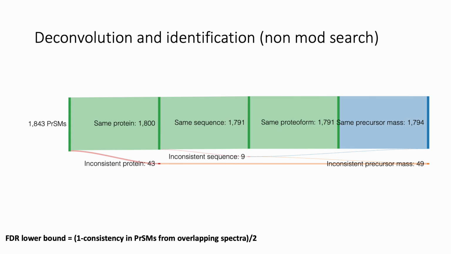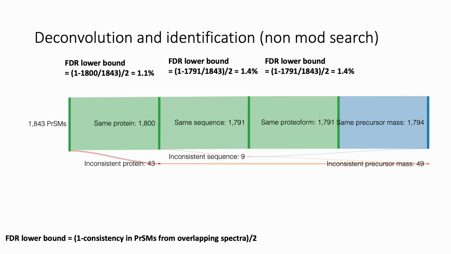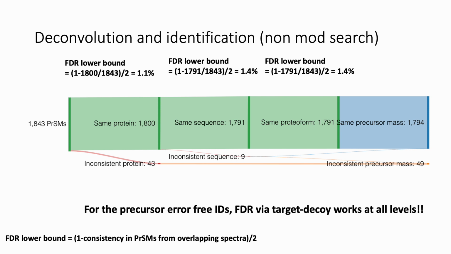Then we also performed a search without any modification allowed. We can expect far less precursor mass errors in these searches. And now we have 1,800 overlapping spectra. When you repeat the previous FTR bound calculation, we have far better situation now. At all levels, FTR is not too biased. From the above open search case and this case, and also from the previous distribution comparison analysis, we can deduce that for the precursor error-free identifications, FTR via target decoy is rather accurate in all levels.